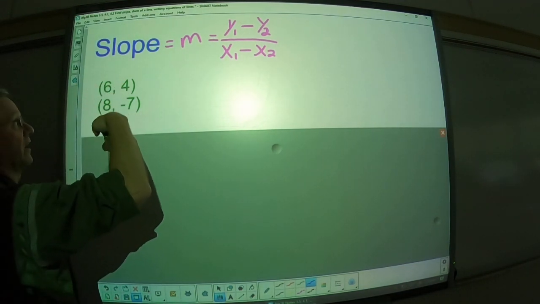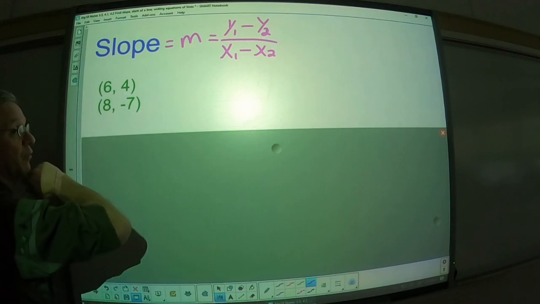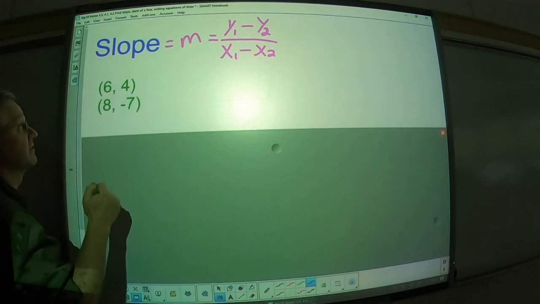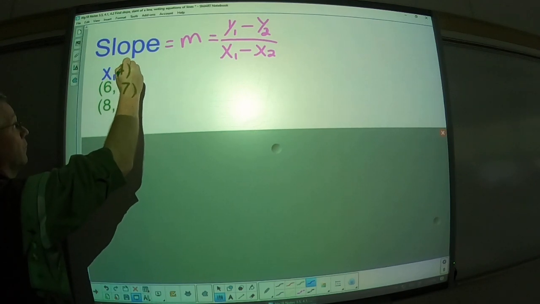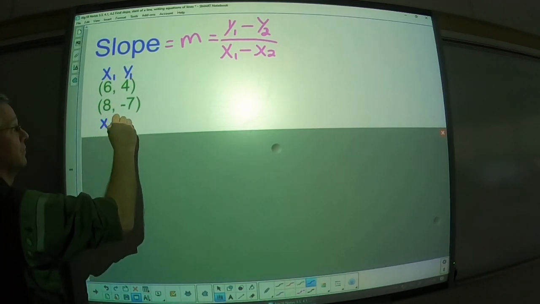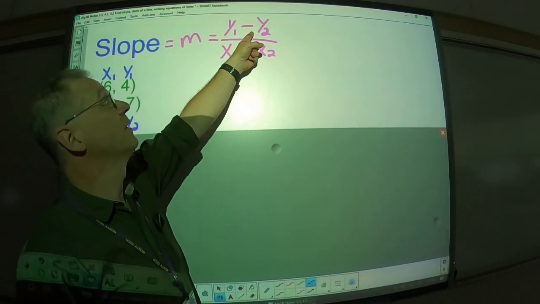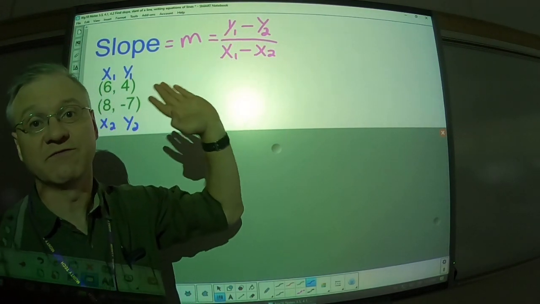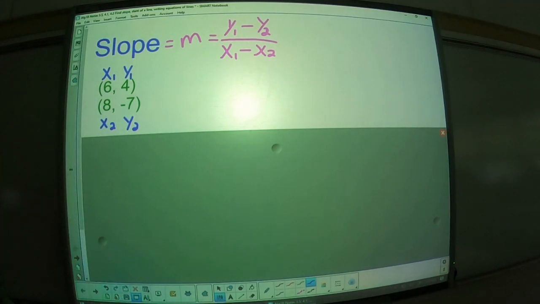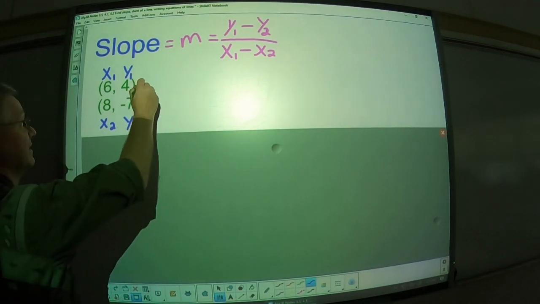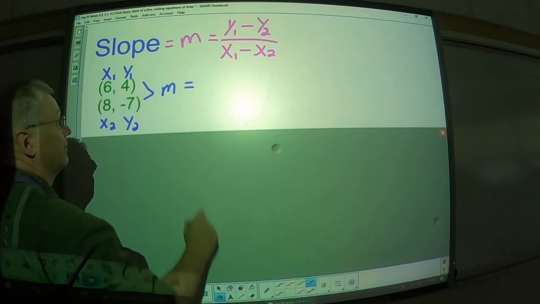So it doesn't matter whether I call this the first point or the second point. Makes no difference. So I'm just going to say x1, y1, x2, y2, and I'm going to use this. You could have it written y2 minus y1 over x2 minus x1 if you prefer, especially if that's what you started by seeing or have been taught before.